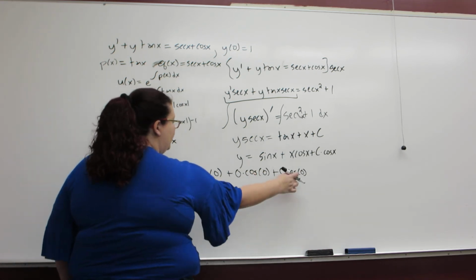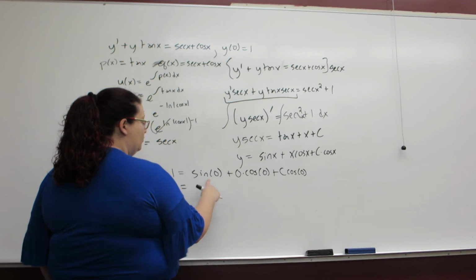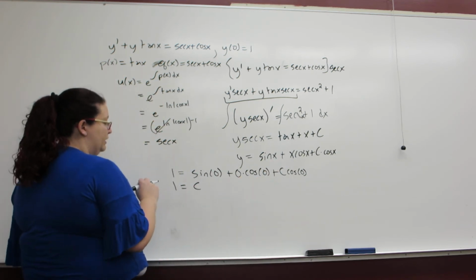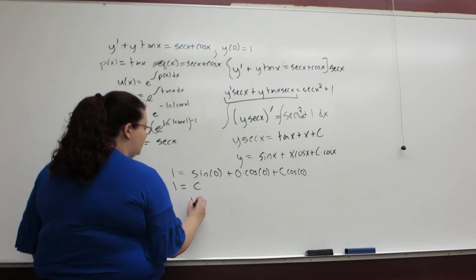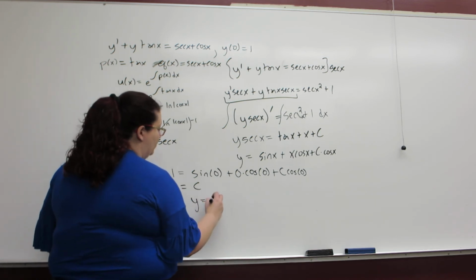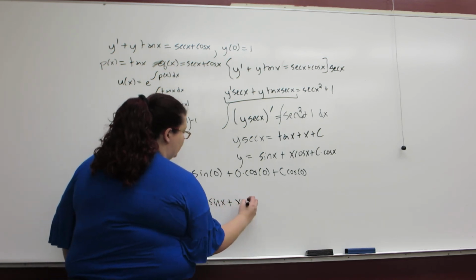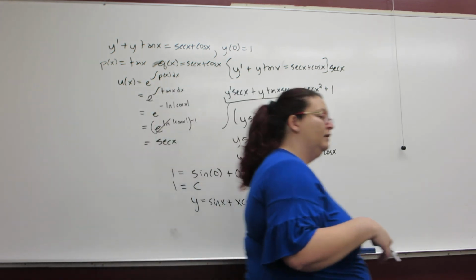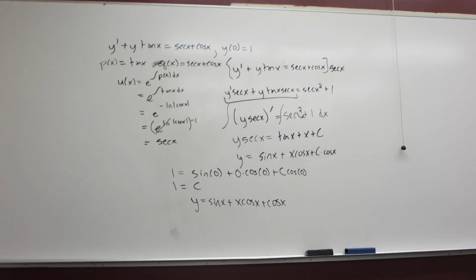Cosine of 0 is 1. So I end up with 1 equals 0 plus c times 1. In other words, my constant of integration is simply 1. So my particular solution is y equals sine x plus x cosine of x plus cosine of x. And that completely solves the differential equation.